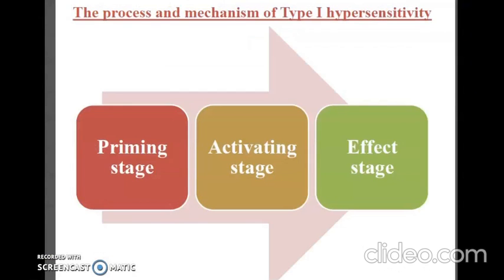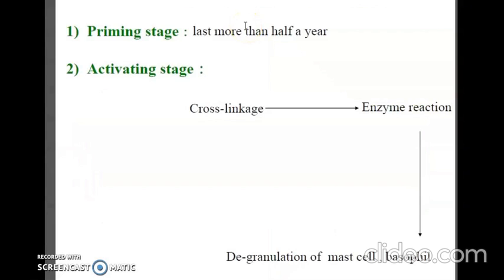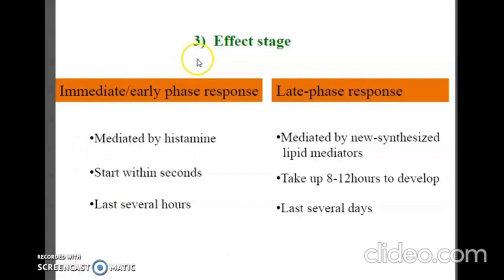The process and mechanism of type 1 hypersensitivity include the priming stage, the activating stage, and the effect stage. The priming stage lasts more than half a year, and in the activating stage, the cross-linkage followed by enzyme reaction will be resulting in degranulation of mast cell and basophil. And the effect stage is divided into immediate or early phase response and late phase response.